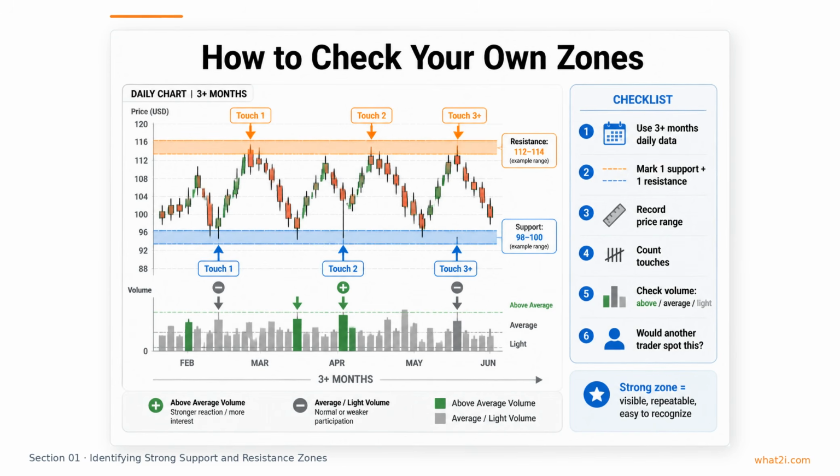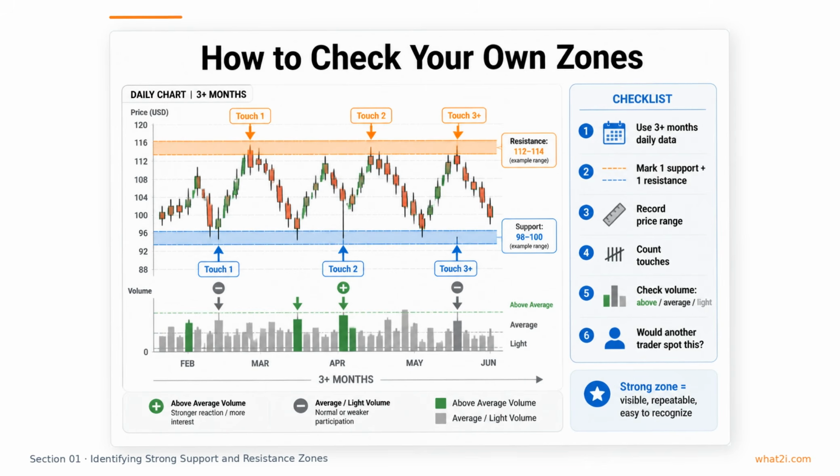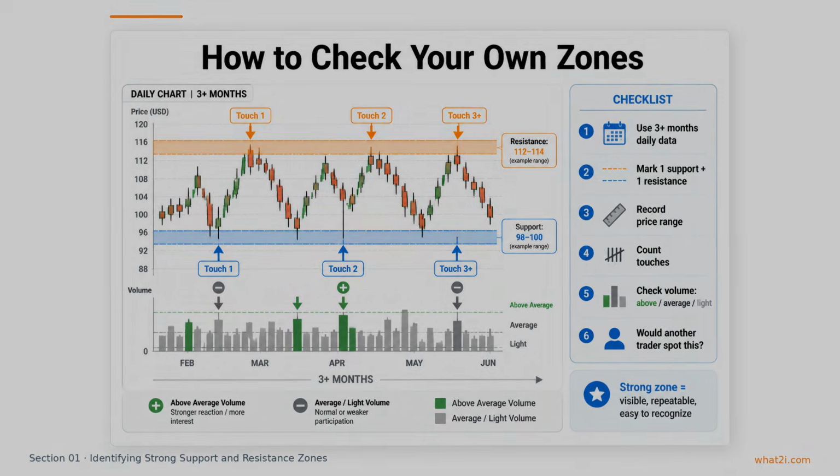Record the price range of each zone, count how many times price reacted there, and note whether volume looked above average, average, or light. This turns chart reading into a repeatable process instead of a vague impression. If the zone is clear, repeatable, and easy to spot, it is probably worth keeping on your chart.